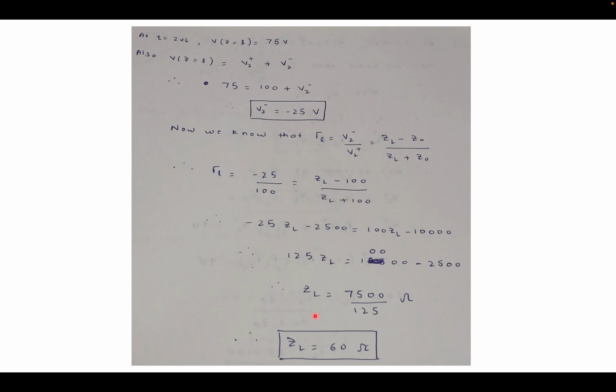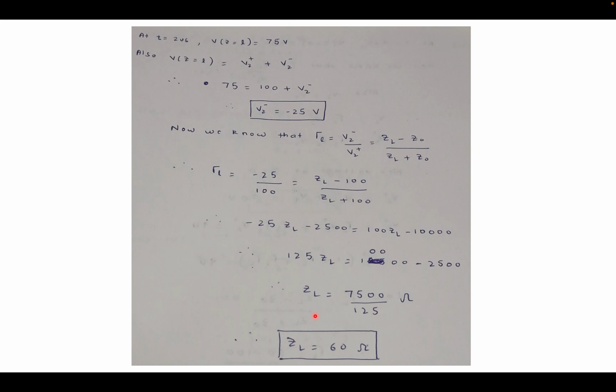Okay, so this was the first part of the problem. It was very clear: using these plots we are able to calculate the load impedance, which we got as around 60 ohm. Now our next task is to find the reflection coefficient at the source end. That is the second part.